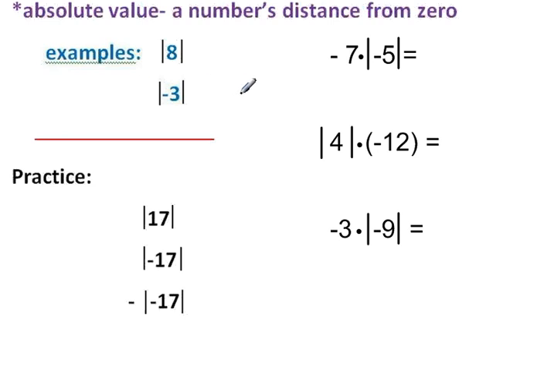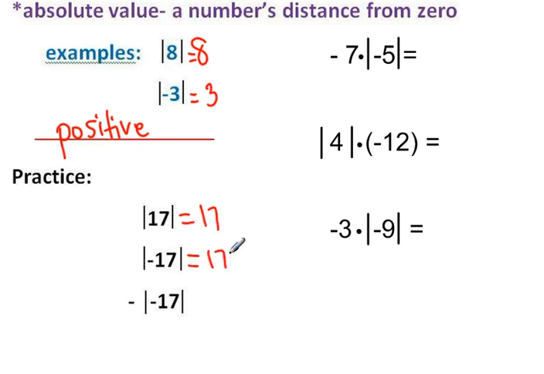Absolute value. This is a page that we've seen before from some other notes. Remember, it's a distance from 0, and absolute value is positive because it is a distance. Absolute value of 8 is 8. Absolute value of -3 is 3. This would be 17. This would also be 17, and here's where we get that tricky problem. What comes out of here is a positive 17, and then there's a negative on the outside.